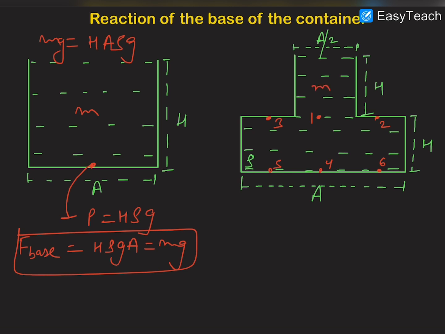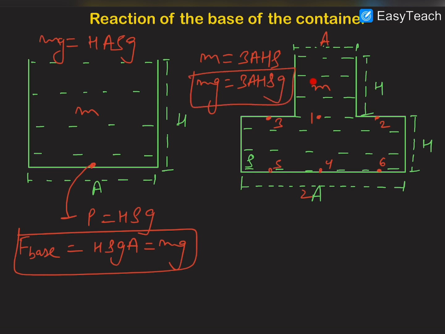In this second case, the mass of the liquid will be equal to, you can see, let us suppose that this area is A, and this area is 2A. So the total volume is 3AH, and mg will be equal to this into rho, so mg will be equal to 3AH rho g.